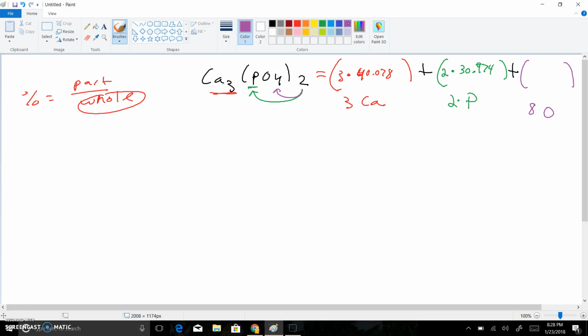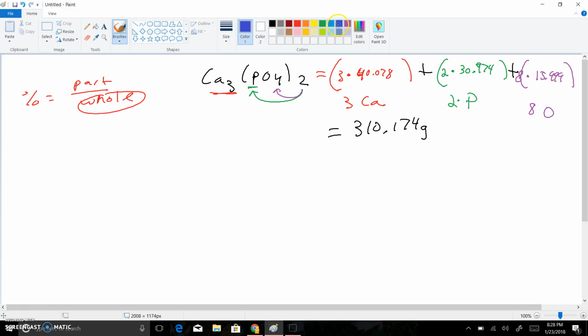And lastly, I got to find oxygen on the periodic table. If you find him on the periodic table, he'll be at 15.999, and there are 8 of them, so I have to multiply this by 8. Oop, that got a little funny, sorry. So if I punch all of this into my calculator, it gives me 310.174 grams. That is the molar mass of calcium phosphate, the Ca3(PO4)2. That's the whole mass of 1 mole of calcium phosphate.